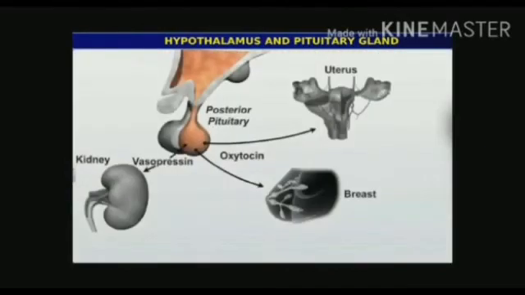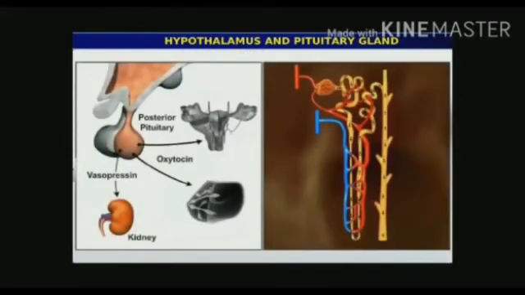Oxytocin facilitates childbirth by the contraction of smooth muscles in the uterine wall. It also facilitates lactation. Vasopressin helps in the reabsorption of water in the kidneys. As it regulates the loss of water through urine, this hormone is called antidiuretic hormone or ADH.